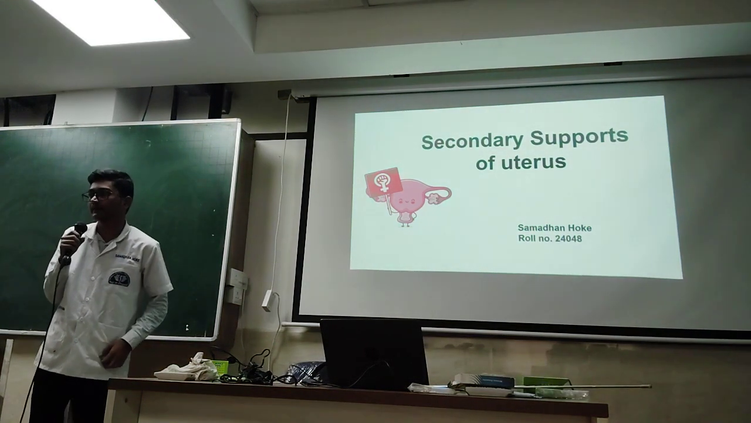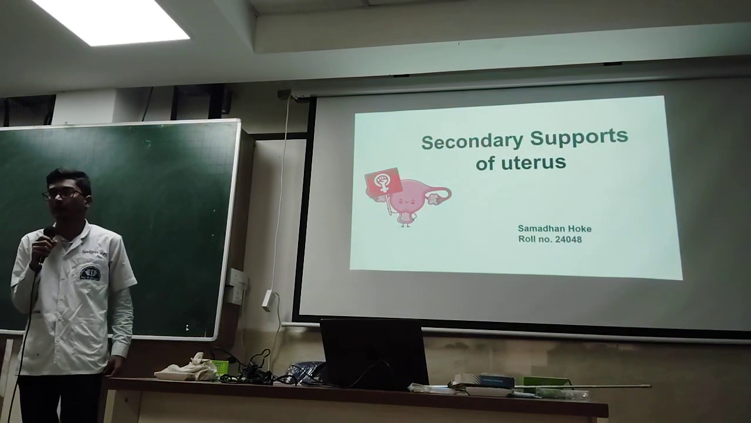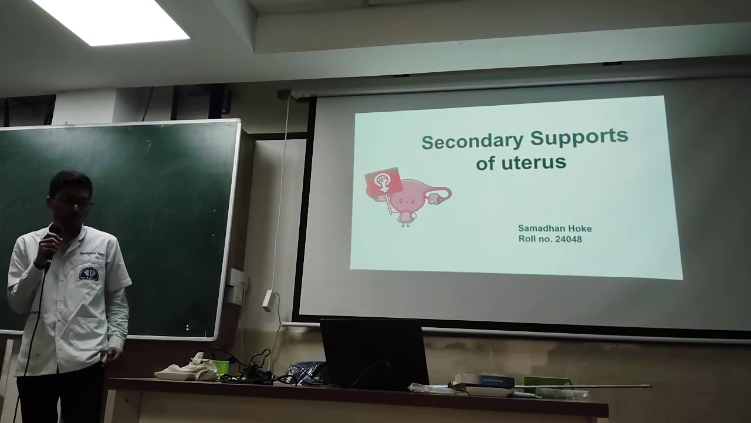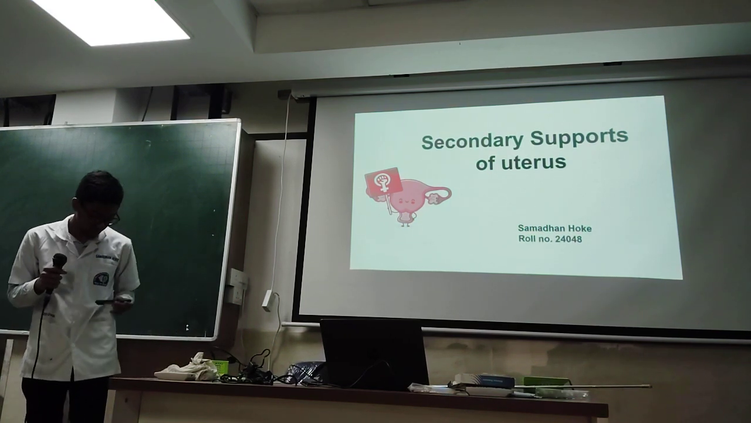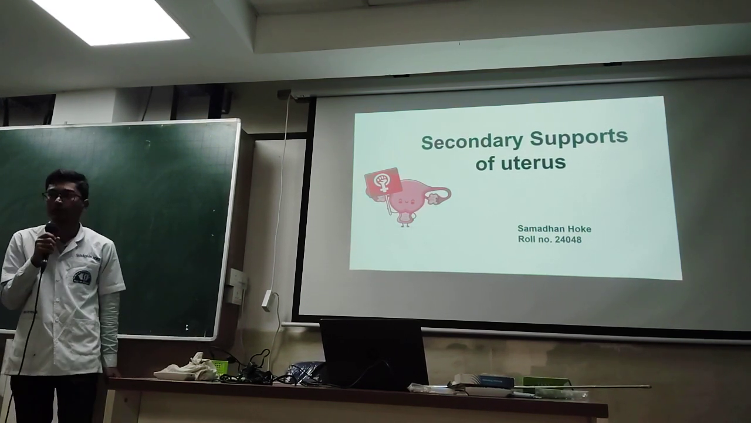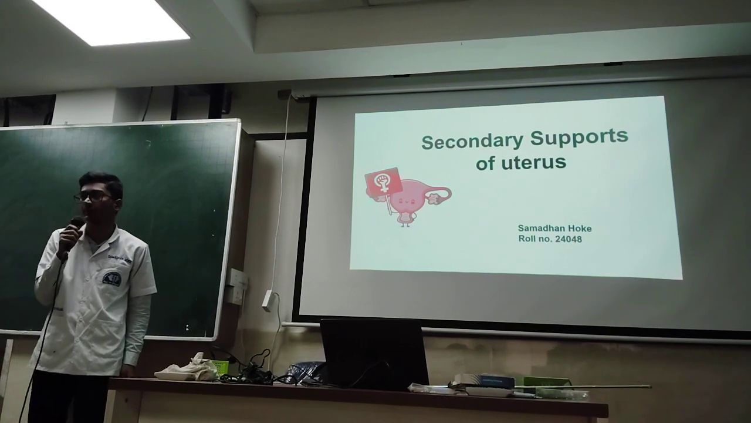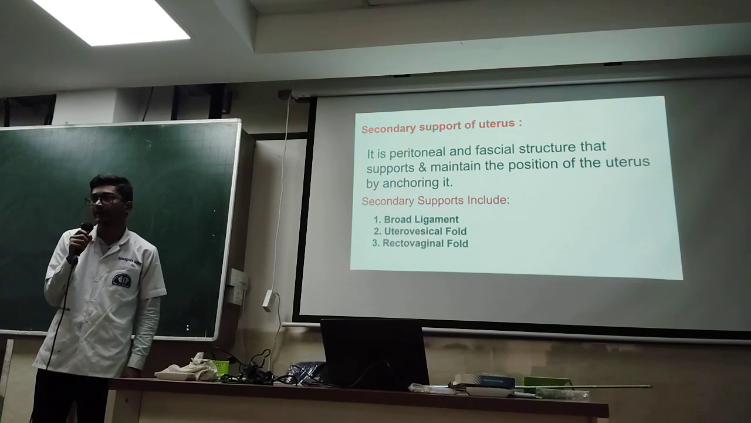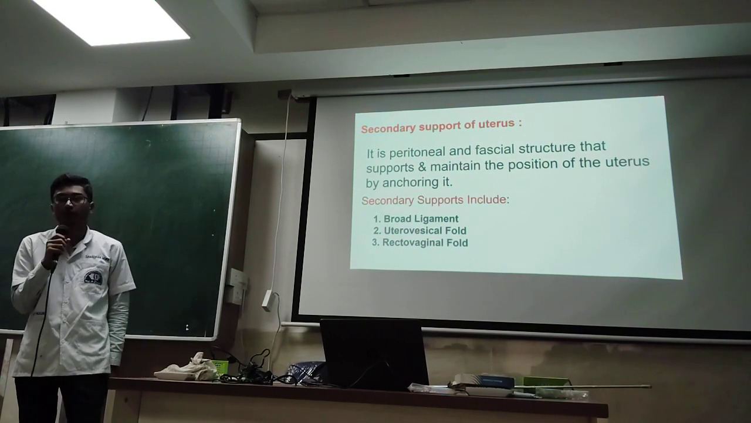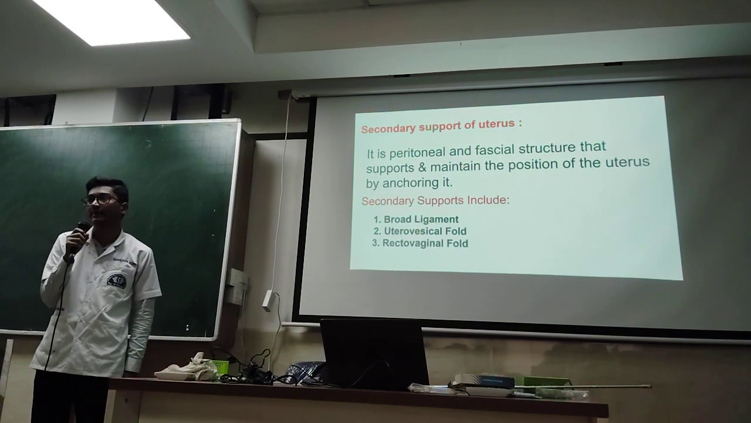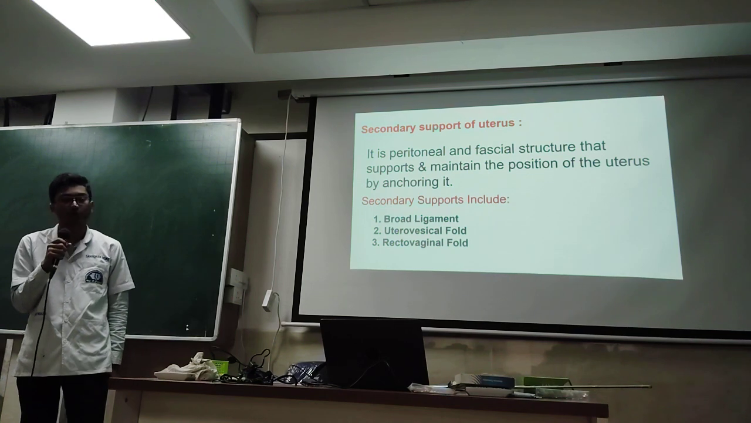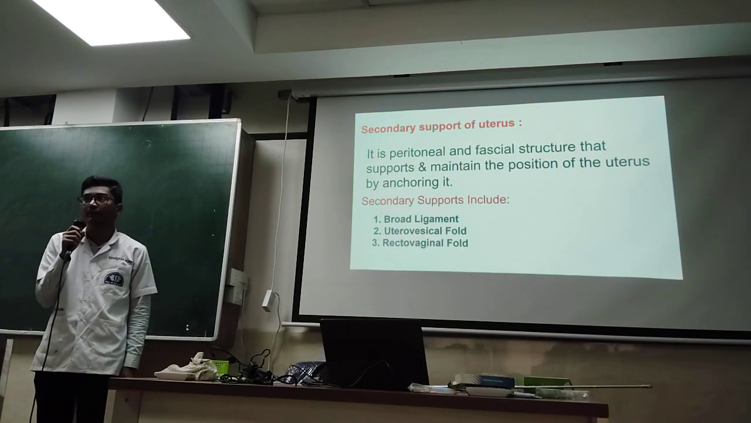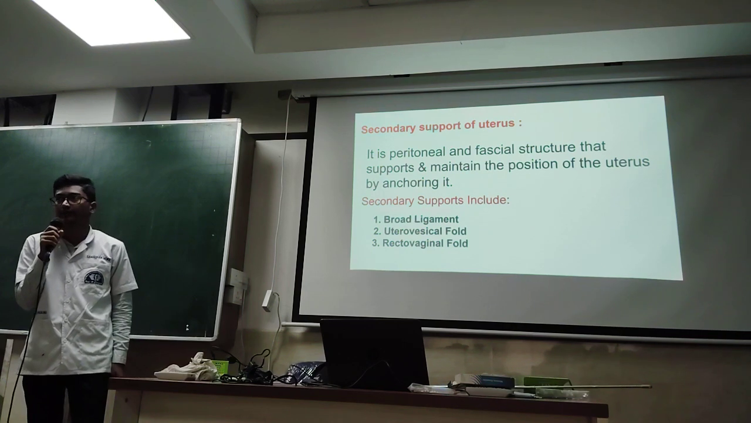Good morning everyone, myself Samadhan, roll number 48. Earlier my friend explained about the primary support of the uterus. Now we will discuss the secondary support of the uterus. Firstly, what is the secondary support of the uterus? Peritoneal and fascial structures that support and maintain the position of the uterus by anchoring it. It includes the broad ligament, uterovesical fold and rectovaginal fold.